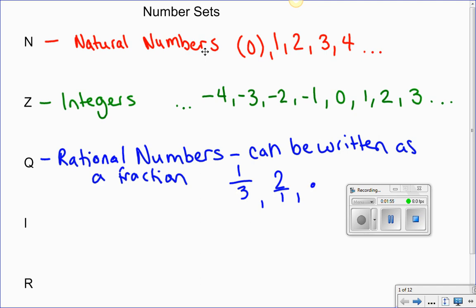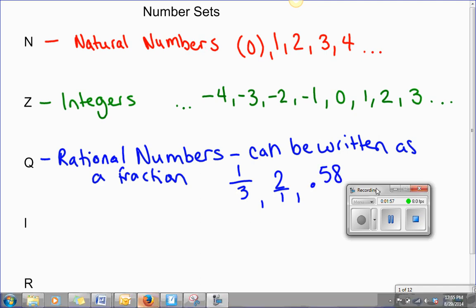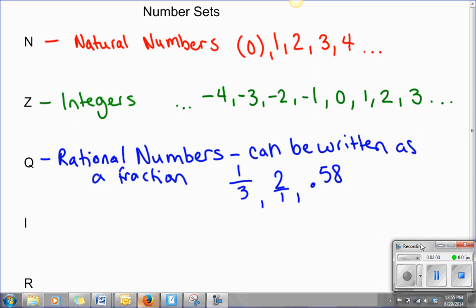Any decimal, so like 0.58, that ends or is repeating, we can write as a fraction as well. So like 0.58, that's equal to 58 over 100, right? That's a fraction. And any repeating decimal we can write as a fraction. So like 1.2 repeating, we can write as a fraction. If you're interested in that, there's an extension at the end of this video that you can watch. So rational numbers can be written as a fraction, or they're repeating decimals, which can be written as a fraction.